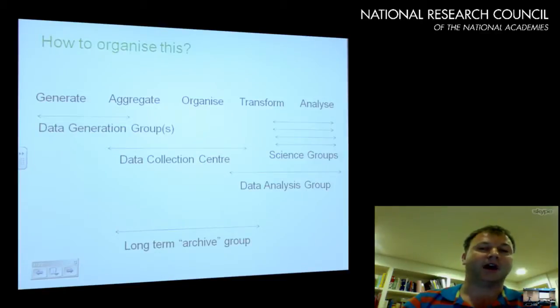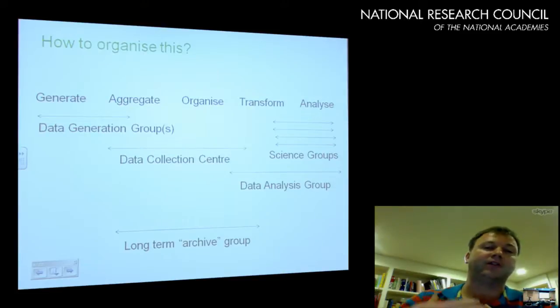So on slide 8, I take that same kind of scheme: generate, aggregate, organize, transform, analyze, and I just play it out in this area for ENCODE. And in these cases, there were different funded groups for different sections of this, for the generation, for the aggregation and organization, for the analysis. And there's different timescales as well. The data generation, data collection, and data analysis was sort of the centrally funded collection across by NHGRI, but the science groups can and did come from all over the place.